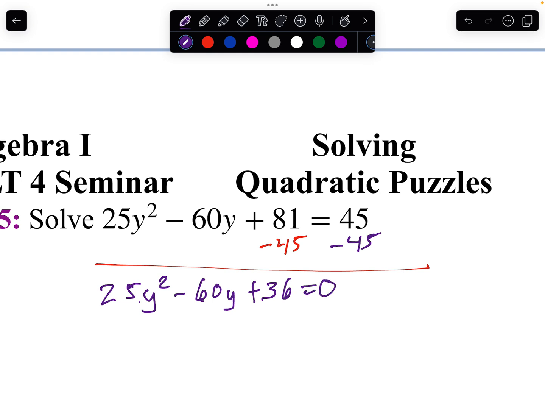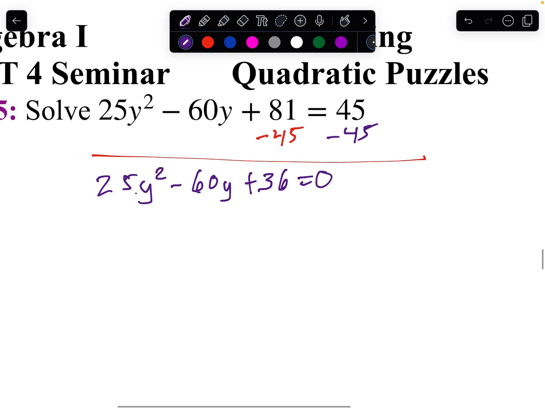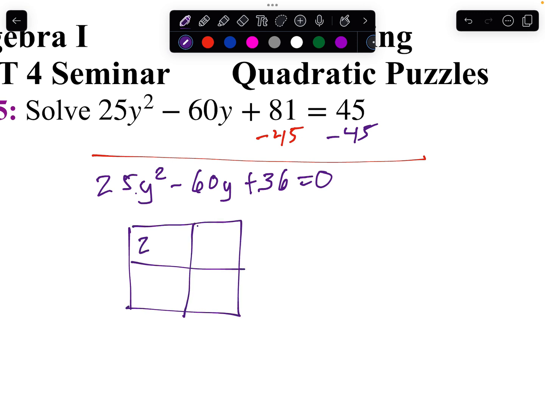Oh, this might have been a perfect square, but I didn't notice it, but that's okay. Now, let's see if I can factor this. I'm wondering if it's a perfect square because 25y squared is a perfect square, and 36 is a perfect square. Let's see if that works out. Half of negative 60 would be negative 30y. Let's see if I get my factors. Well, 25y squared would be 5y, and 36 would be negative 6.